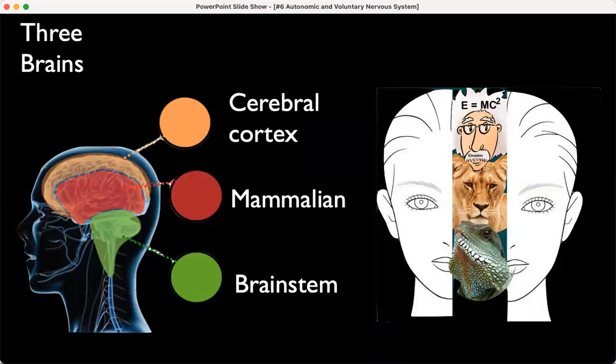To go through it, you're going to review very quickly the 3 parts of the brain. I call it my 3 brains: the cerebral cortex, the mammalian brain, or the middle part of your brain, and then, of course, the reptilian brain, or the part of the brain we call the brainstem.